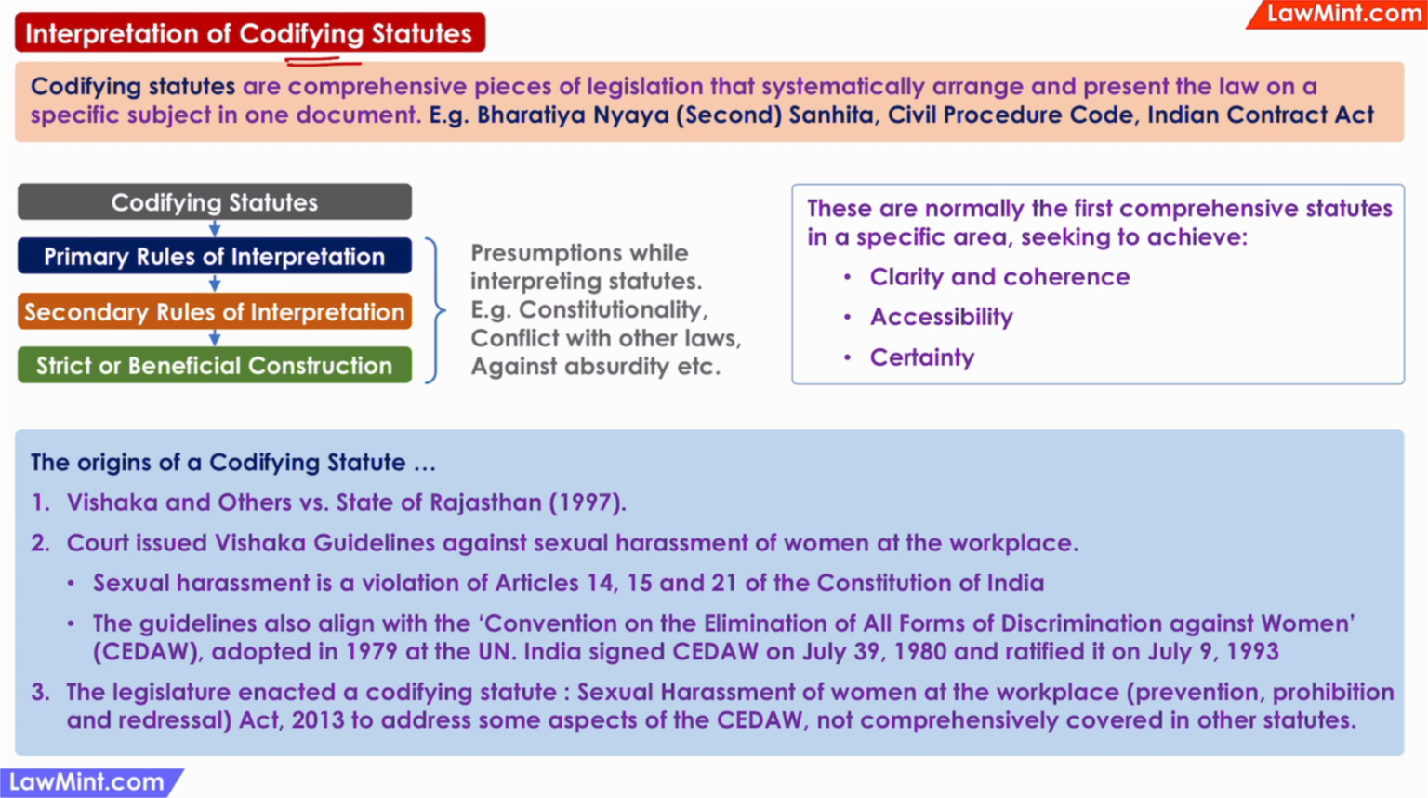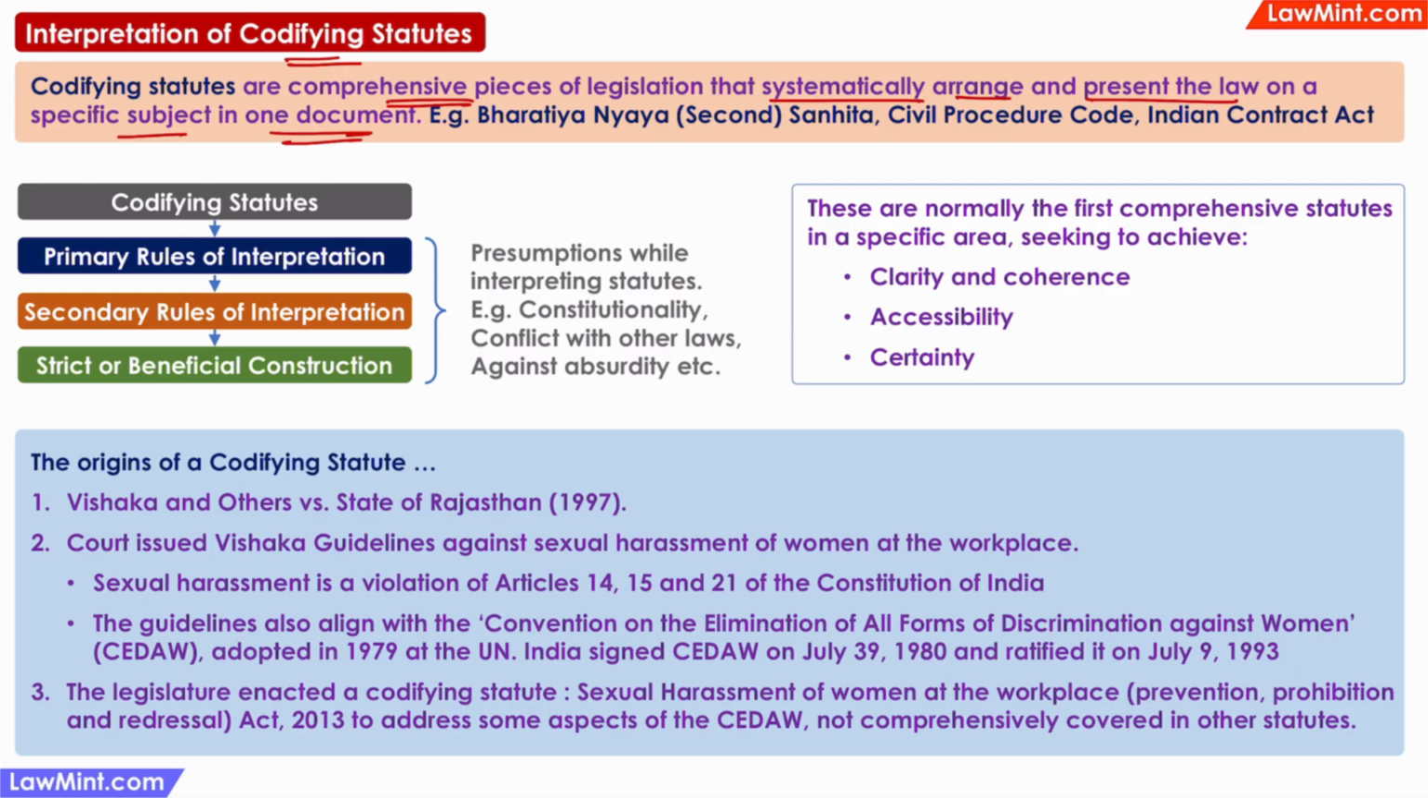Codifying statutes create the code, usually where there is no specific law covering the subject, or there are several laws that overlap on the same subject. In other words, codifying statutes are comprehensive pieces of legislation that systematically arrange and present the law on a specific subject in one document. For example, there was a time when crimes were dealt with by various local customs or under different laws in different regions of the country, and the same crime could be treated in a different way in different regions. The government of that time created the Indian Penal Code, which standardized the definitions of various crimes and prescribed the punishments for such crimes, as would be applicable in a standardized manner all across British India.